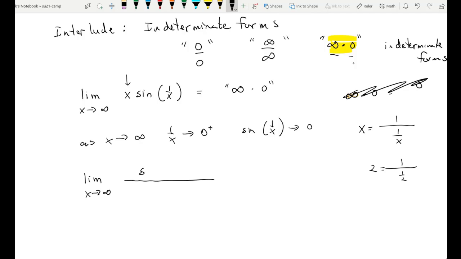So we have sine, we're going to leave that alone. And then the x, we're going to write as 1 over 1 over x. Now when you try to evaluate the limit, what do you get? The numerator goes to 0, because sine of 1 over infinity, if you will, is sine of 0. And the denominator is 1 over x, so as x goes to infinity, the denominator also goes to 0. So you see that this indeterminate form really can be reconceptualized as 0 over 0.